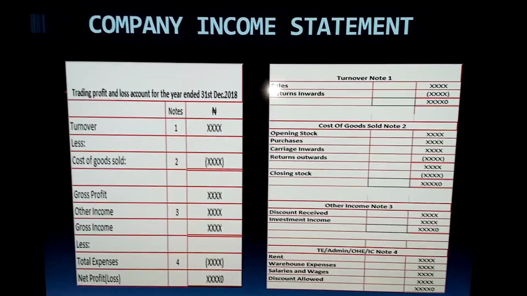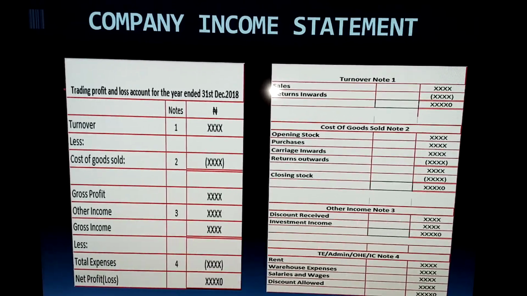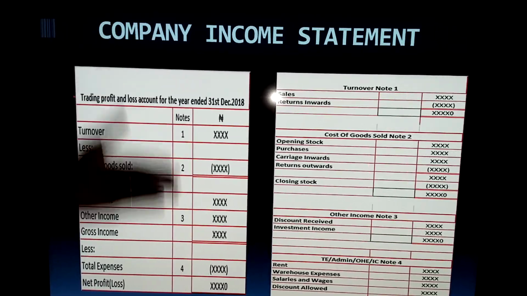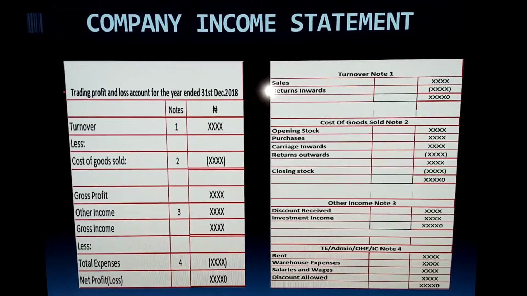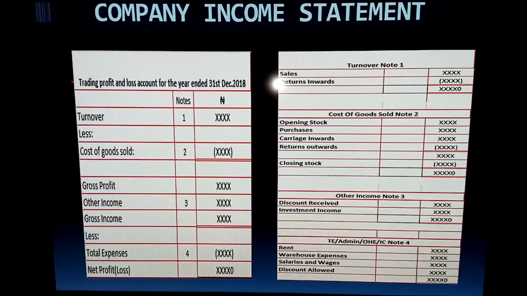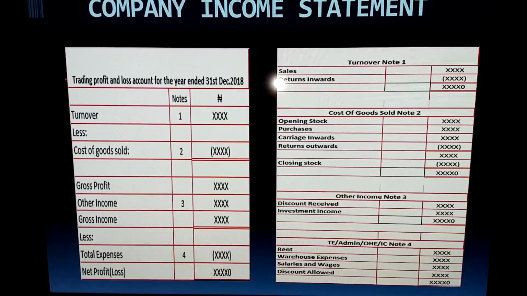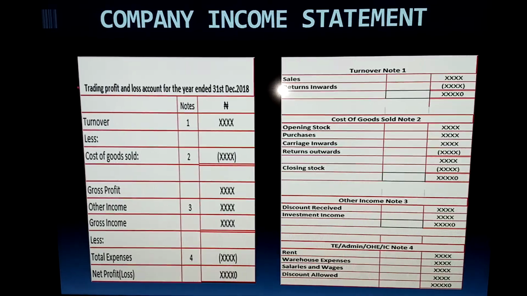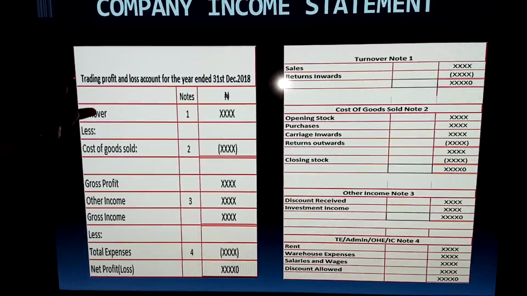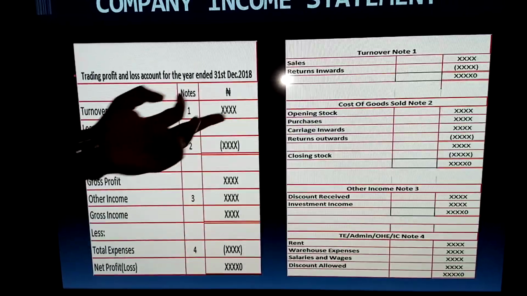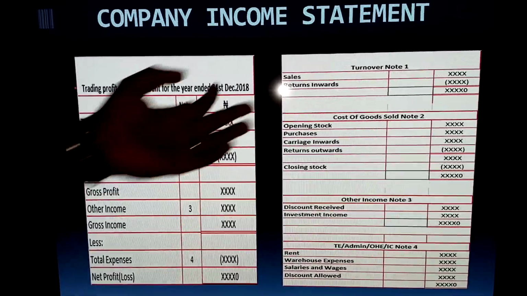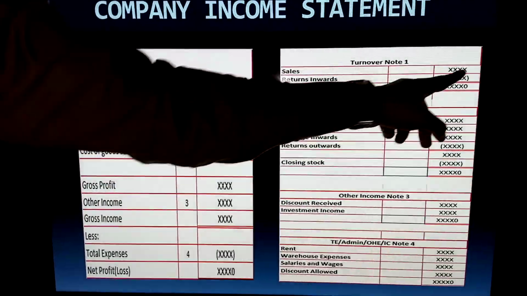So let's look at how the income statement looks. Remember, this is a trading scenario. We've already been taught how to prepare the trading profit and loss account. We have a class for that. You can go back to that class to also understand it. But there it is. You have turnover, which is your sales. Note 1 tells you how you got your turnover. So sales is this.